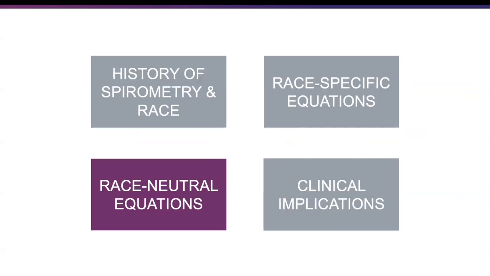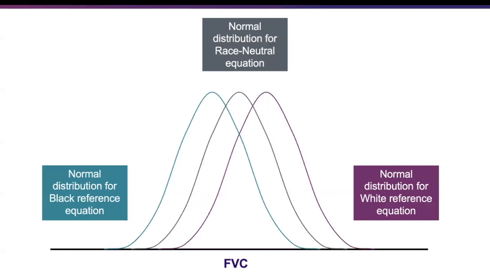This leads us to ignore the underlying structural inequalities that are likely driving these differences, instead of working to improve them. Therefore, there's been a push in recent years to move towards the use of race-neutral equations, which would unmask the health consequences of social inequities for certain populations. In 2023, the American Thoracic Society recommended the use of a race-neutral equation, GLI Global.